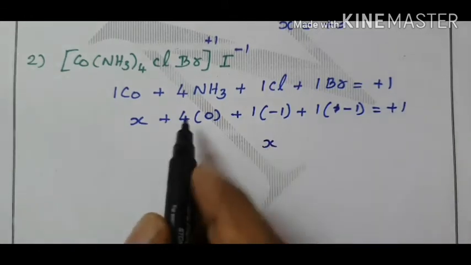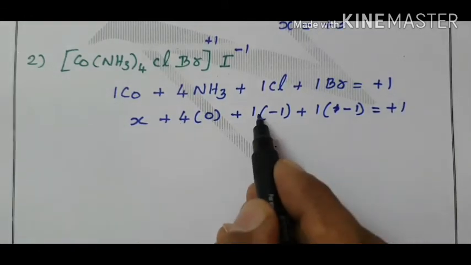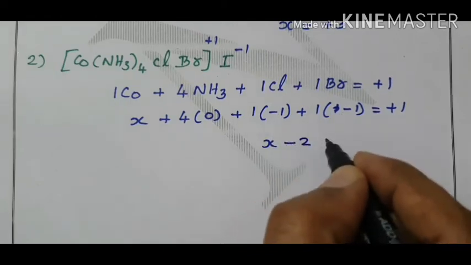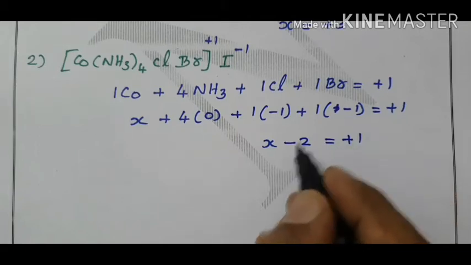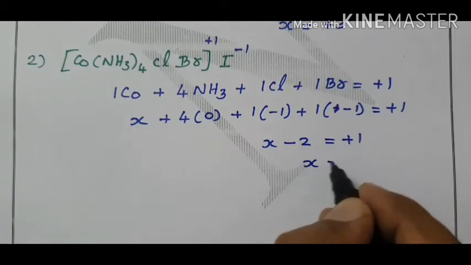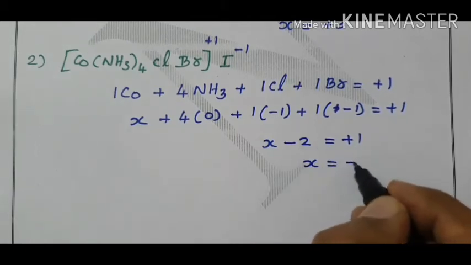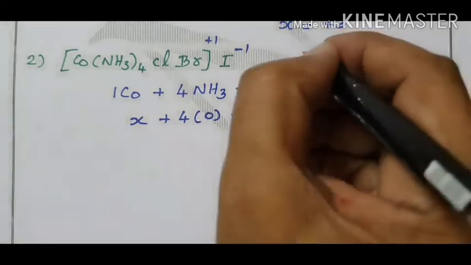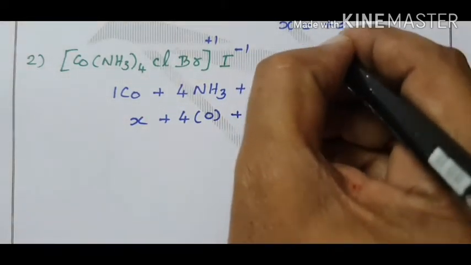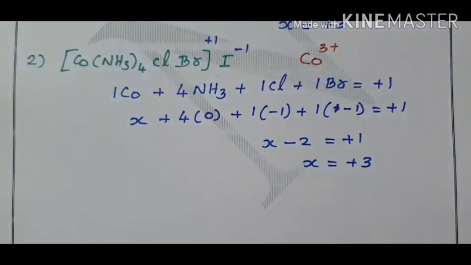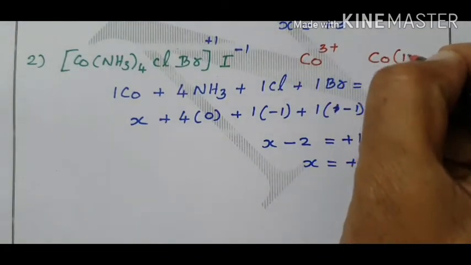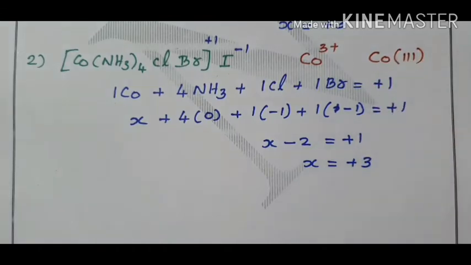X, 4 into 0 equal to 0. Here you have minus 1 minus 1 equal to minus 2, so X - 2 equal to plus 1. When you bring minus 2 to the right hand side, it becomes plus 2 plus 1 equal to 3. In naming, cobalt oxidation state is 3 plus, indicating loss of 3 electrons, and also Roman numeral 3, Co(III).